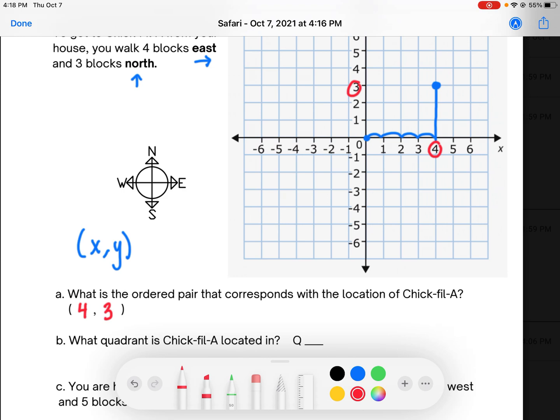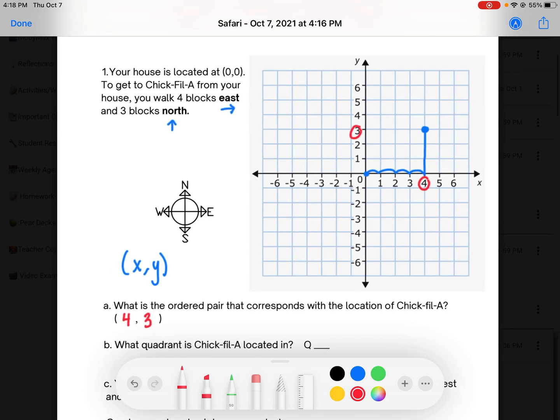Which quadrant is Chick-fil-A located in? All right, so we now need to remember which quadrant is which. So starting in the upper right, that's quadrant 1, quadrant 2, quadrant 3, and quadrant 4. So from here, we can tell that we are in quadrant 1. All right, let's move on.